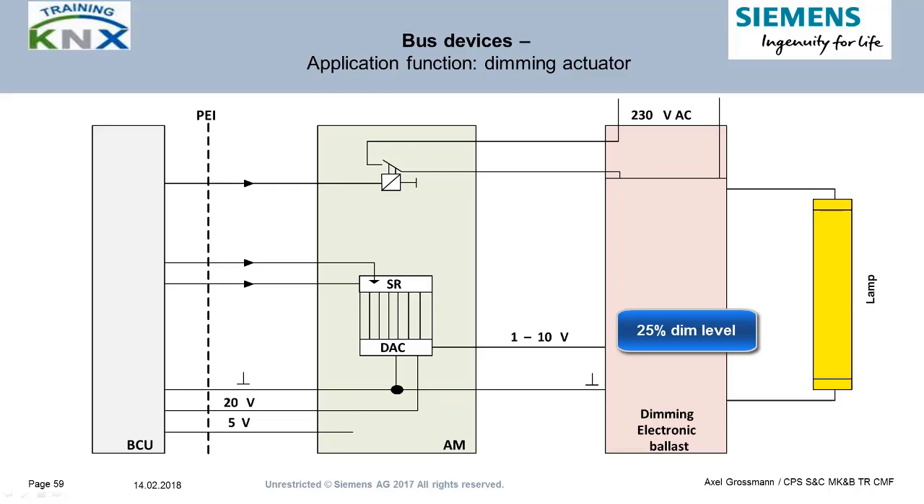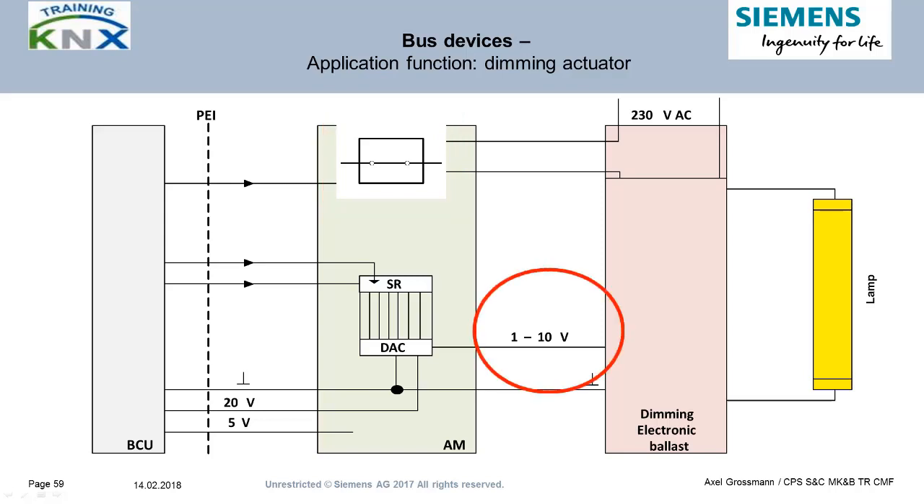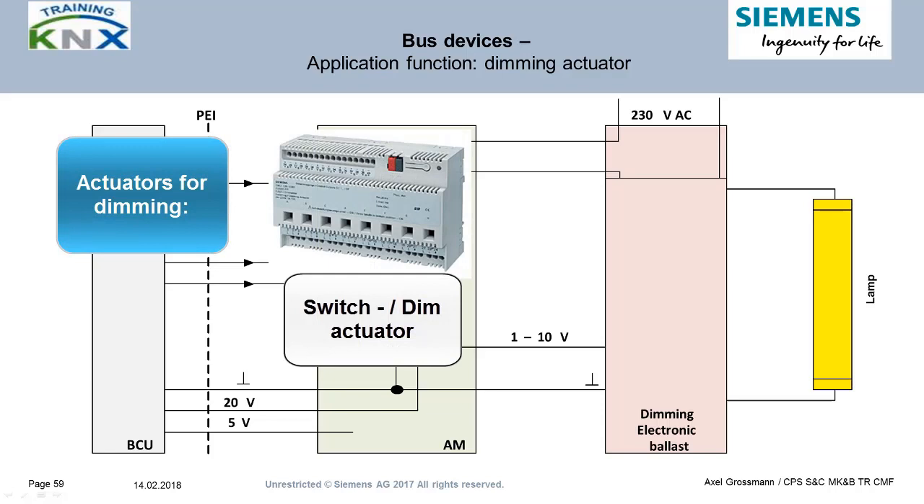These analog interfaces for lighting ballasts, still very popular in some regions of the world, operate between 1 and 10 volt DC. Value control, however, is not the only function required here, to switch and dim the lamp to the demanded value. In the upper part of the application module, you can see a relay. It also receives a switching command to provide operation voltage for the ballast and the lamp, if not already switched on. Therefore, this type of device is called switch dim actuator.